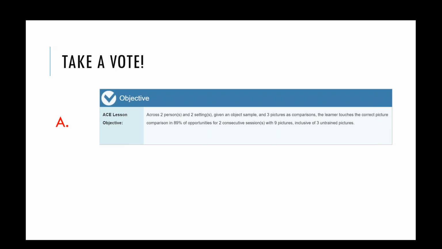So we're going to look at two examples. And based on the same example that I just gave you with regards to the generalization requirement and the consecutive session, I want you to raise your hand if you think that objective A is going to be okay with regards to assigning mastery status. So again, you're reading that objective based on the example we just did. Raise your hand if you think that the mastery status is going to be assigned okay in this instance.